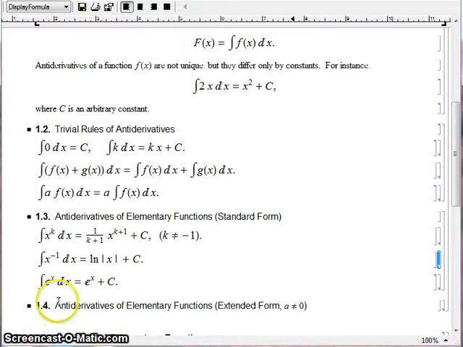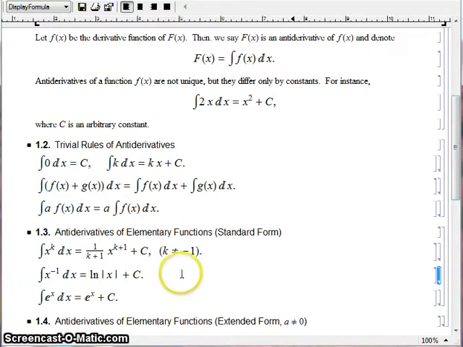Final rule: the antiderivative of the exponential function stays the same. That's because the antiderivative of the exponential function is the natural exponential function, and the derivative of the exponential function stays the same.